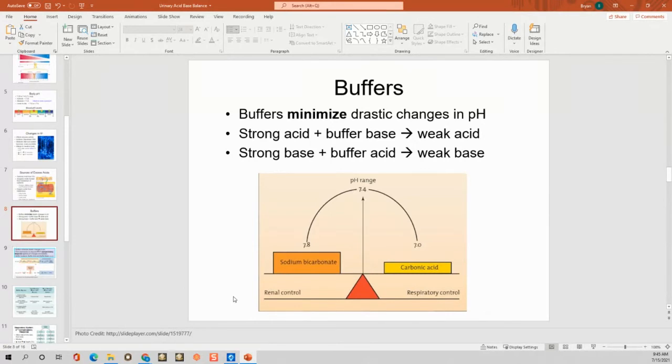So what if we have a pH of, I don't know, 7.7? We got a really sick patient.